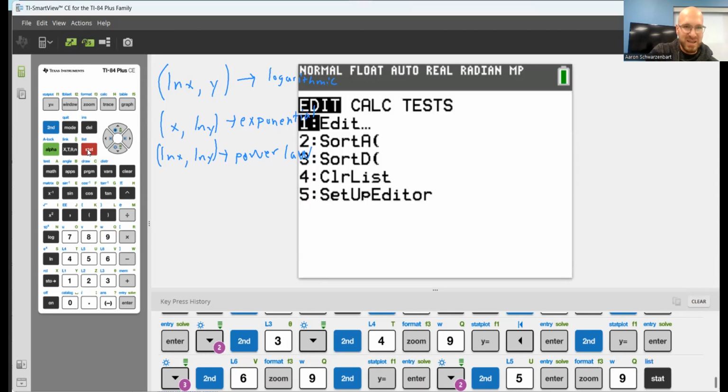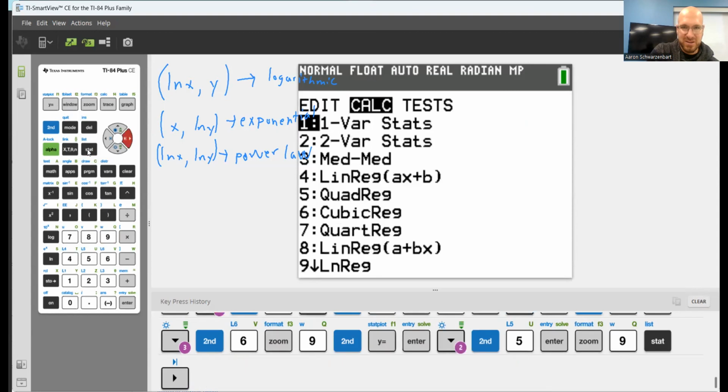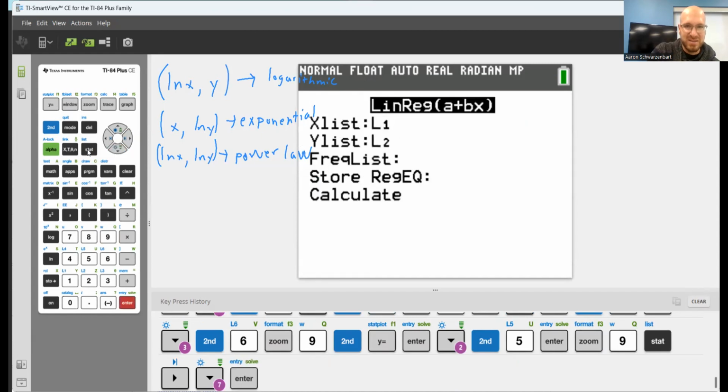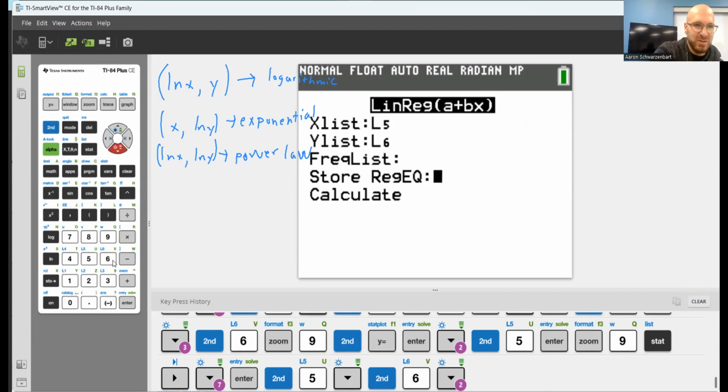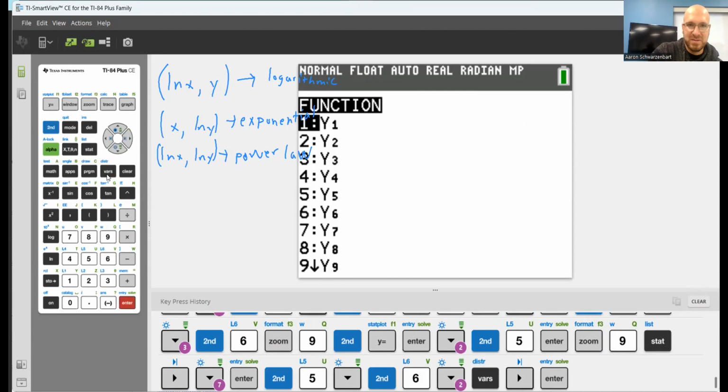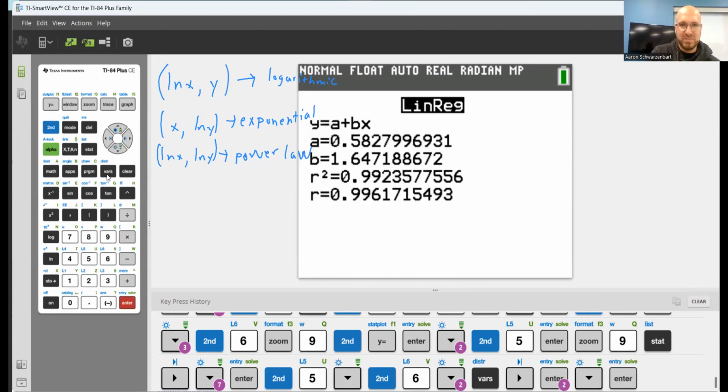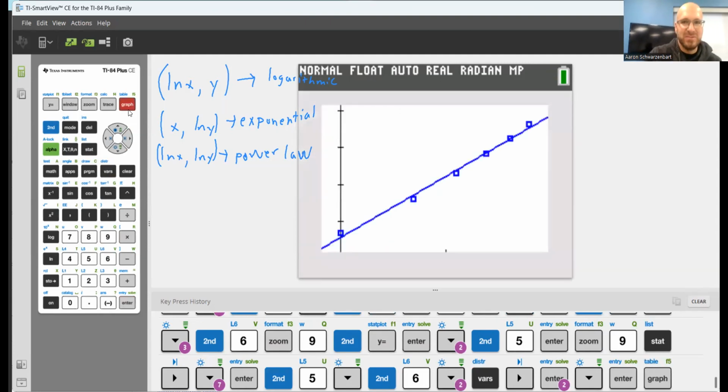We're going to try that one stat. And I'm going to calc. I'm going to do a linear regression. I'm actually going to do a plus bx. It's easier in this case. And I'll show you that in a second. But this needs to be L5 and L6. We'll put this in Y1. Okay. And that looks like it fits the line rather well. Yeah, it fits rather well.